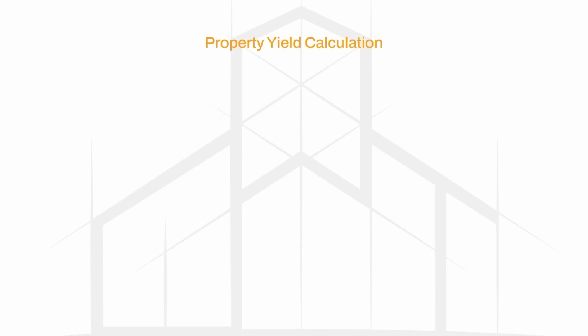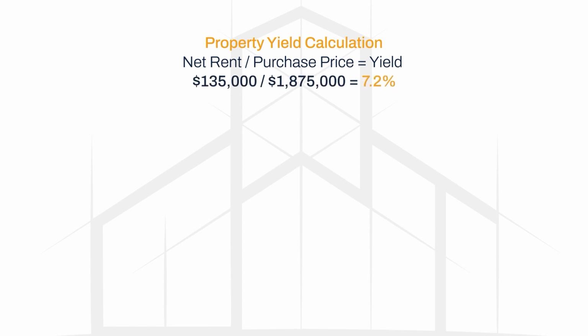While we're here, let's refresh our knowledge of yields and calculate it for this property. Remember, the yield is the net income divided by the purchase price. So looking at our equation, we have $135,000 divided by 1.875 million, and we get a strong yield of 7.2%.